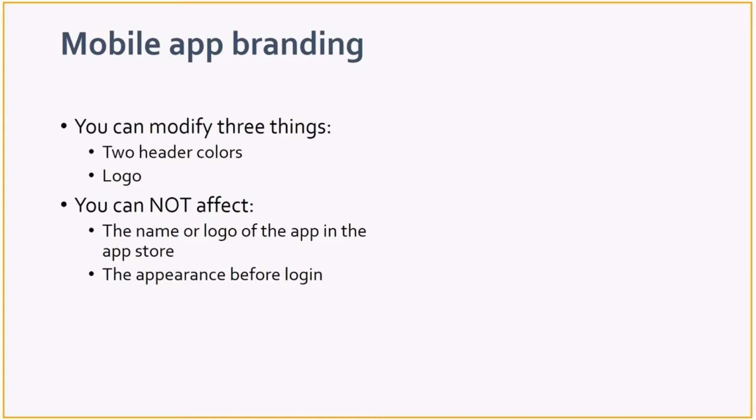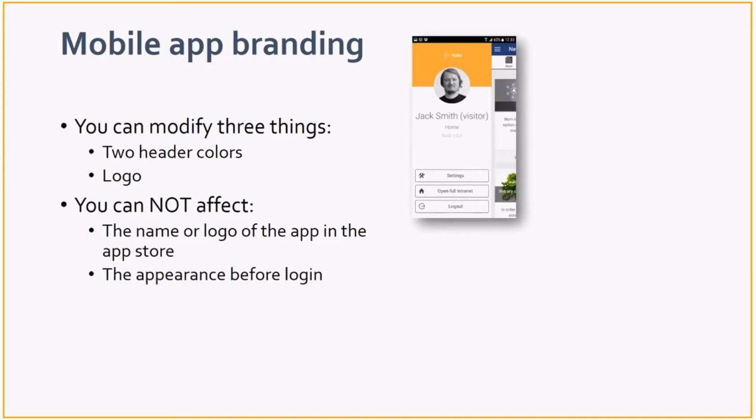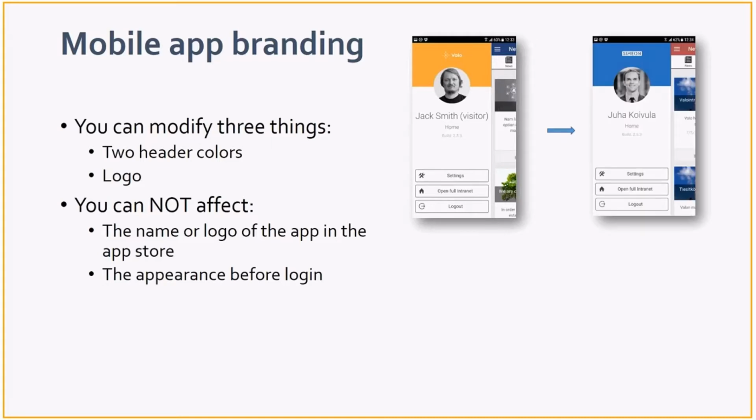In the App Store, the users always have to search with the word Valo Intranet, and they get the Valo logo and they install it like that. And also how it appears before the login, I think that's also predefined by us. But after login, it gets the styles from the SharePoint Intranet. So this is how it looks by default. It has the Valo logo and it has our colors, but you can brand it to, for instance, something like this.